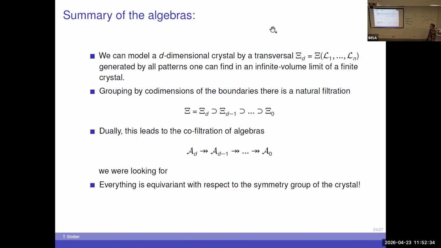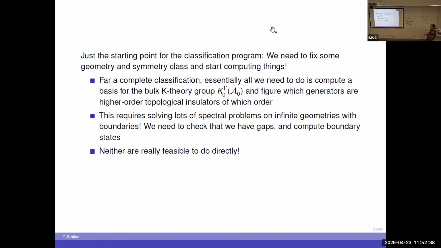Okay, so that is unfortunately just the starting point of the problem. Because what we now need to do is start computing things. I told you that all these boundary maps are just very trivial. Actually, the mathematical definition of any of these boundary maps is just take a Hamiltonian, put it in a certain geometry, and then look at what their boundary states are. But it doesn't tell you which Hamiltonians to look at and how to compute anything.